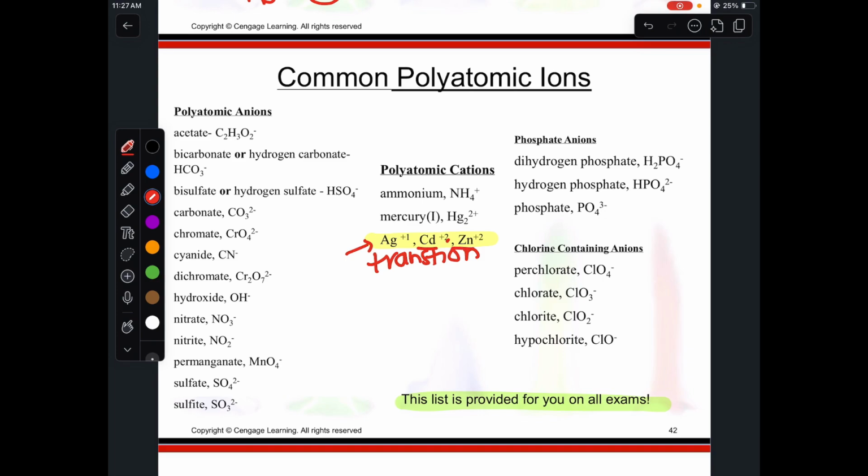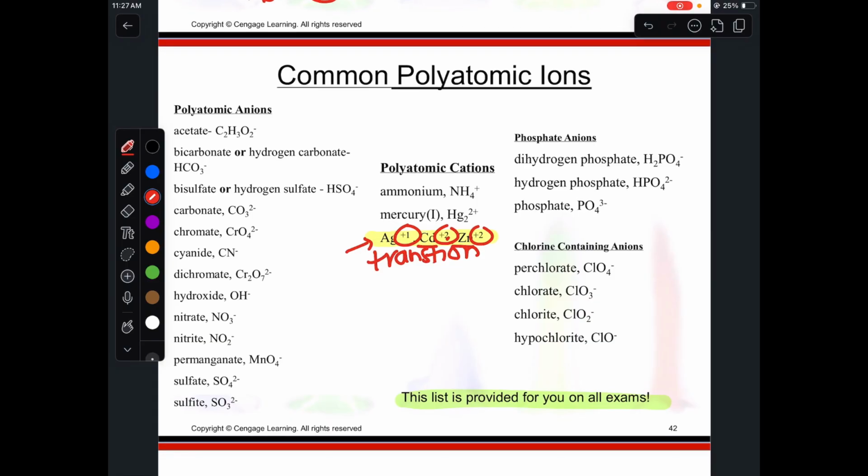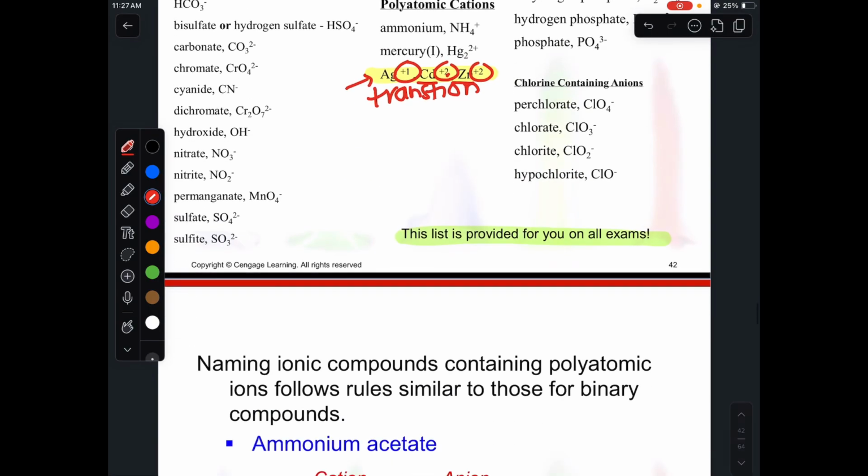Okay, so if you see silver or cadmium or zinc, you just have to know that they are these charges. Again, you will be given this sheet, so you just have to know, don't use Roman numerals. Okay, do not use Roman numerals. And all of these are negative charges on either side, and I want to remind you that if you see a negative sign, it's a -1. Sometimes they write that, sometimes they don't. So if it's just a negative, you can assume it's a -1. Okay?